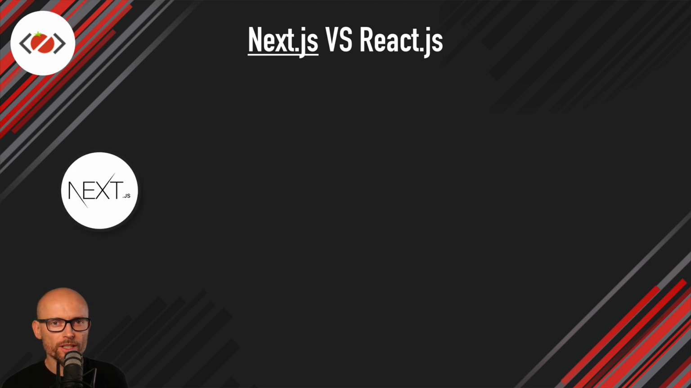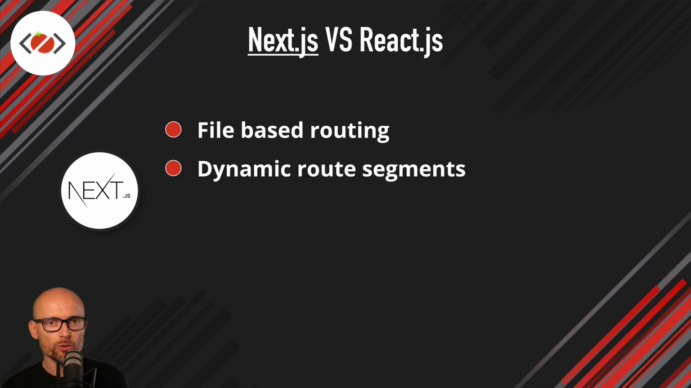Next.js uses file-based routing, which means that you simply create a file inside of the pages directory and it will automatically resolve to that route. The same thing applies to dynamic route segments. There are URLs where you want to, for example, load user details based on their ID, and you can simply create these dynamic routes and use the ID of the user inside of the page to load the correct data.